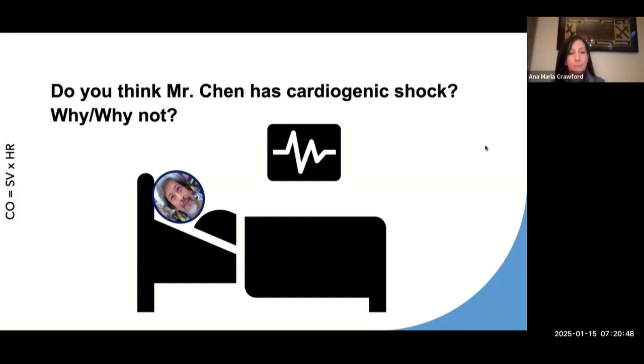So a lot of these signs and symptoms are of shock in general. Having the low blood pressure is indicative of shock, but there are certain signs and symptoms that lead you to believe, because we have different types of shock, that it's cardiogenic shock. So these are great answers. Okay, let's move on to the next slide.